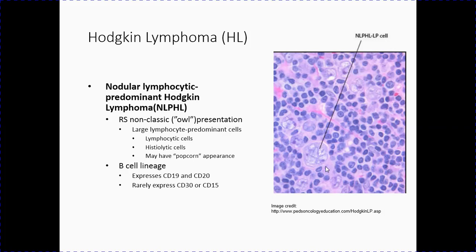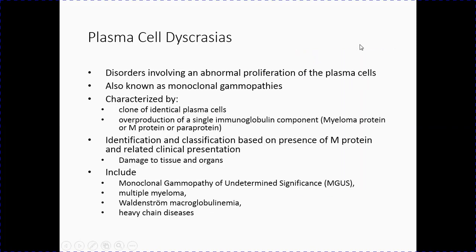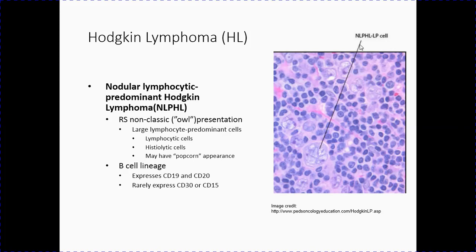The cells of NLPHL, the Reed-Sternberg cells, are said to have a popcorn appearance. Use your imagination, but there are the pops of a popcorn. So they're said to have a popcorn appearance. This version of the Reed-Sternberg cell, we call it an NLPHL cell, is lymphocytic. Sometimes they call them histiocytic cells, but whatever you call them, they have this popcorn-like appearance, and that's a characteristic of nodular lymphocytic Hodgkin's.